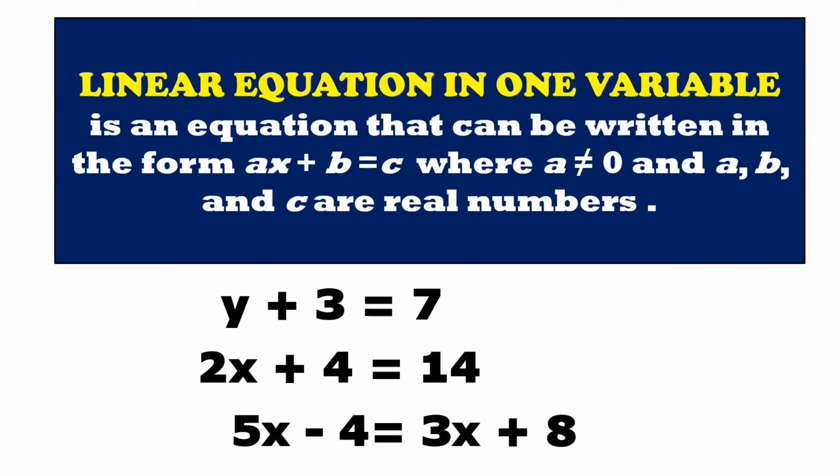A linear equation in one variable is an equation that can be written in the form ax plus b is equal to c, where a is not equal to 0, and a, b, and c are real numbers. Meaning the highest power of the variable of an equation in one variable is 1. For example, we have y plus 3 equals 7, 2x plus 4 equals 14, 5x minus 4 equals 3x plus 8. So these examples consist of one variable and the highest exponent is 1.